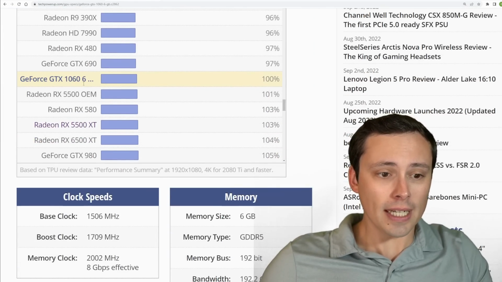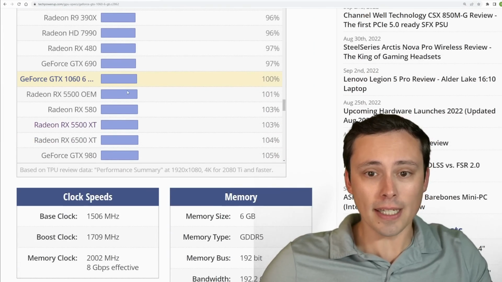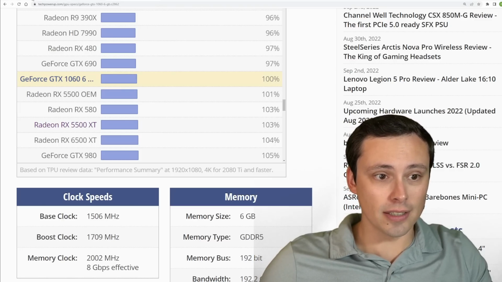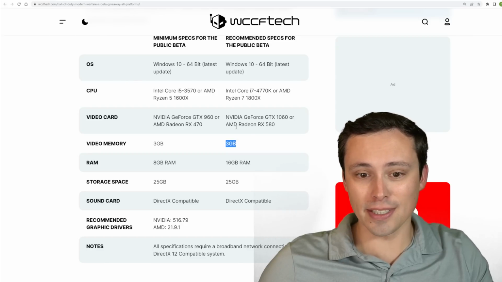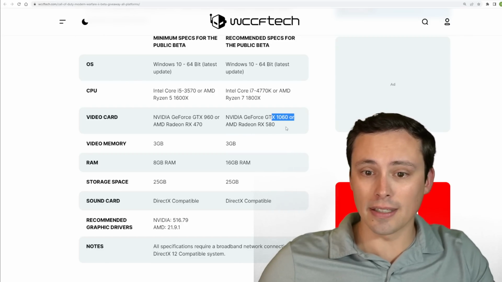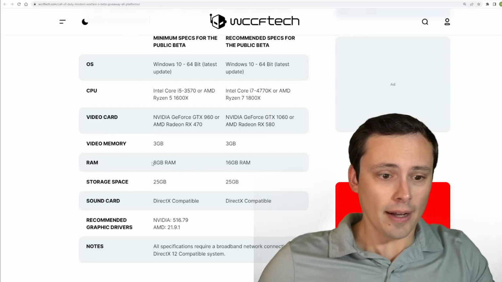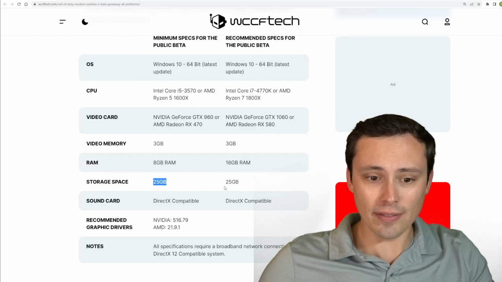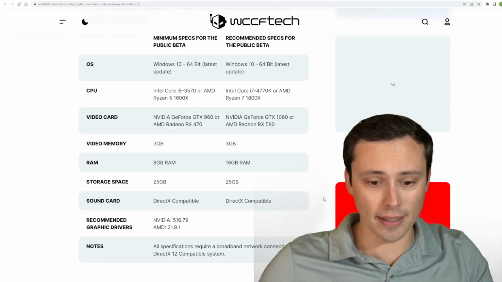So that was a pretty healthy jump up to the recommended, but these are still older GPUs. The GTX 1060 is still your most popular GPU on the Steam survey and all of that. So it's looking like a lot of people should be able to get into this game just fine. The RAM recommendations jump from 8 to 16, and you're needing 25 gigabytes of storage space for this beta.